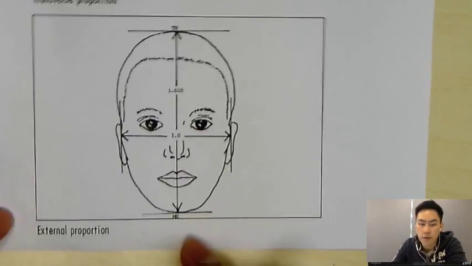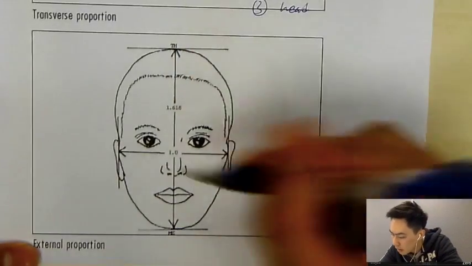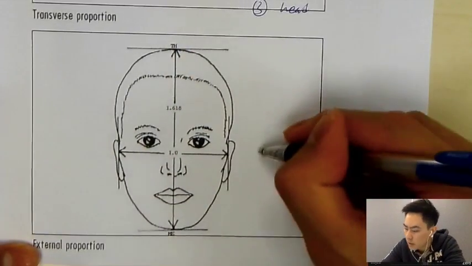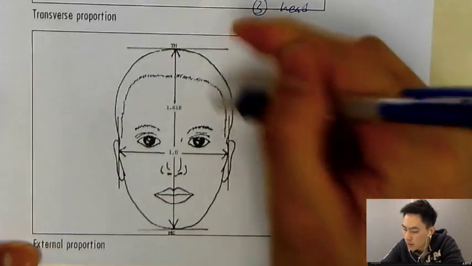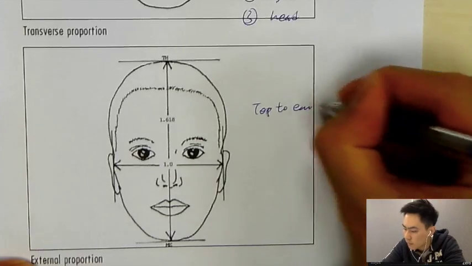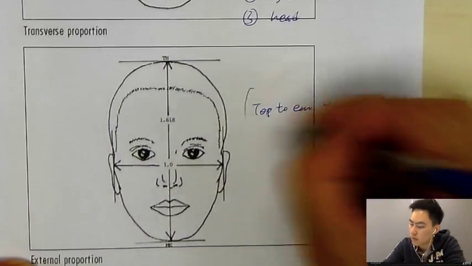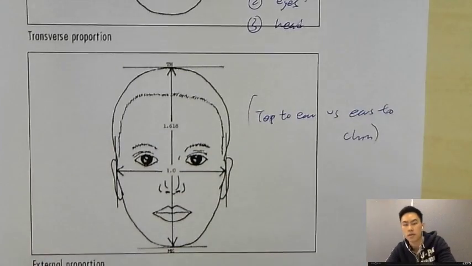And then finally, external proportion. So if I draw a line from the ear to the chin and the top of the head, top to ear versus ear to chin, the ratio must also follow the golden ratio.